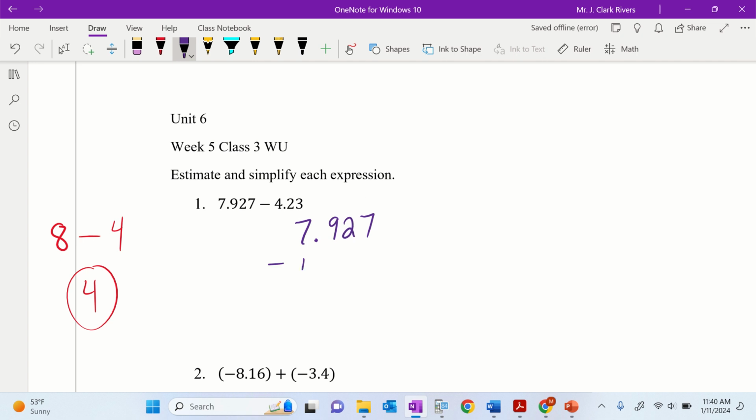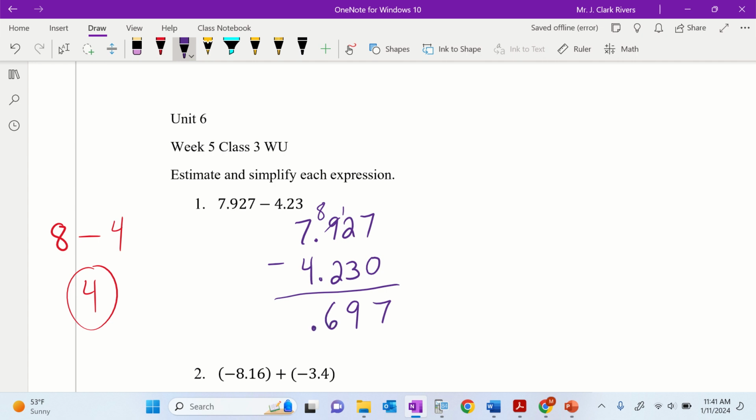7.927, we're going to subtract from that 4.23. Now notice there's a 7 in the hundredths place here, but there's nothing in the hundredths place here, so what goes there? It's a 0. We then subtract. 7 minus 0 is 7. 2 minus 3, can't do it. We have to borrow, so this 9 becomes an 8. That 2 becomes a 12. 12 minus 3 is 9. 8 minus 2 is 6.